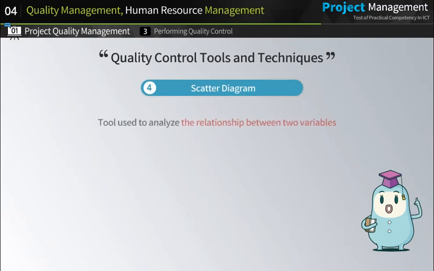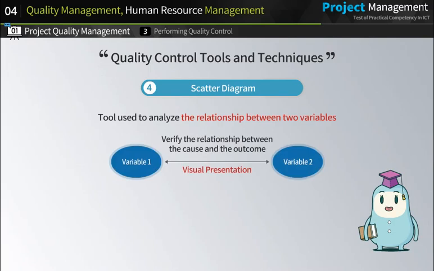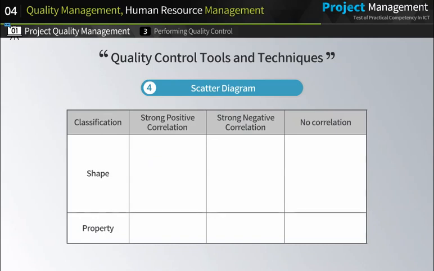Scatter diagram is a tool used to analyze the relationship between two variables. In other words, it is used to verify the relationship between the cause and the outcome, and to visually present the relationship. Let's take a look at different shapes of scatter diagram and their properties.